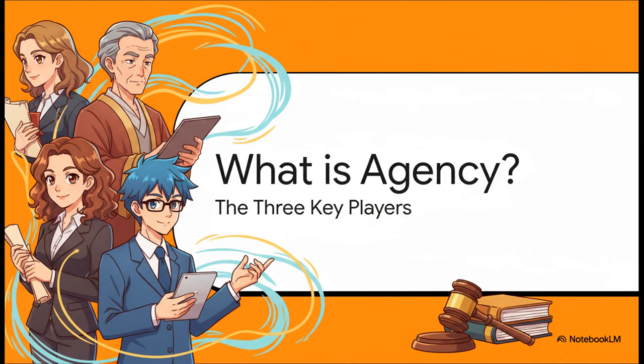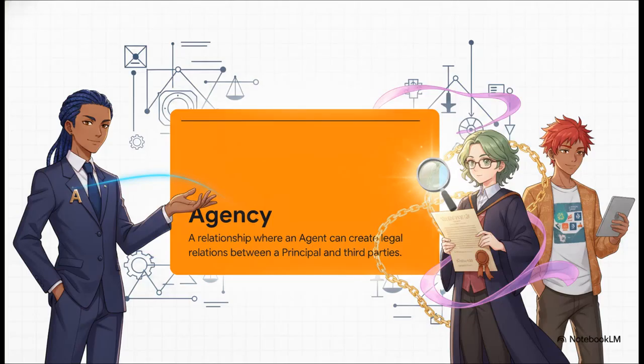All right, so let's get right down to it. What is agency, really? And who are the main players in this little legal dance? Okay, so at its core, agency is just a relationship where one person, we'll call them the agent, gets the power to legally connect another person, the principal, with someone else, a third party. The agent's actions create rights and, this is the big one, liabilities for their principal. That is a huge deal.